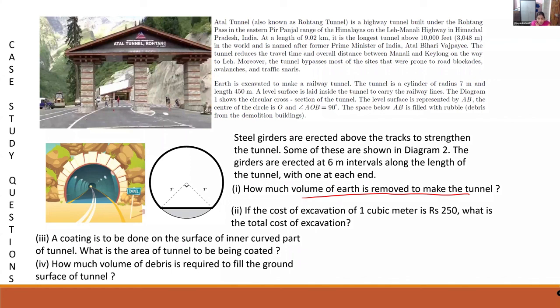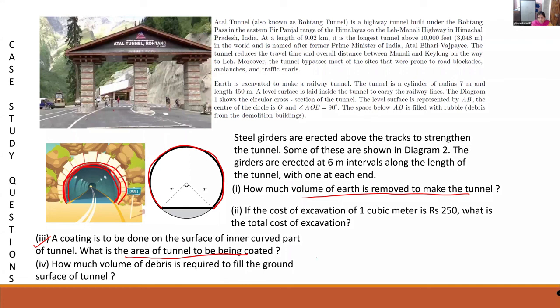But please, teachers, I would like to hear your answer for this. Just 2 minutes time. Just look at the third question alone. A coating is to be done on the surface of the inner curved part of the tunnel. That is, this is the inner curved part of the tunnel. Are you able to see? This is the inner curved part, and they have to find what is the area of the tunnel to be coated. So coating has to be done only for this place.